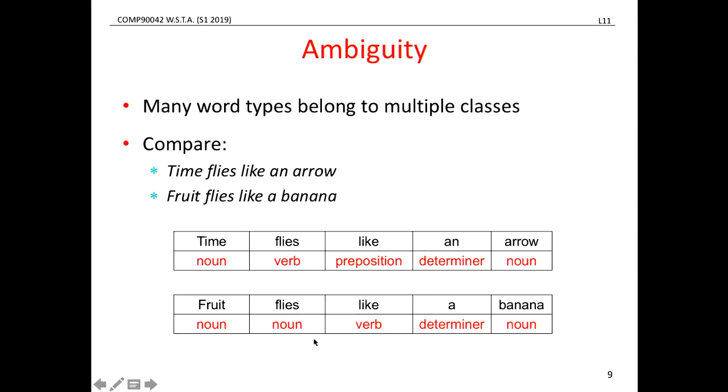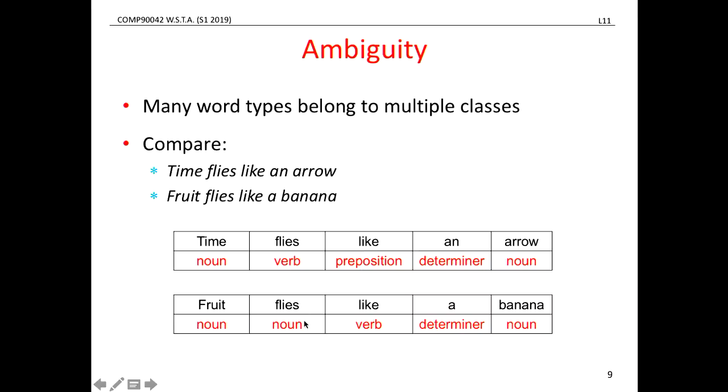But we see here in this case, fruit flies is being treated as a noun together, right? So there's such a thing called a fruit fly. It's a type of fly, and they like to eat a banana. So "like" here is operating like a verb in this context, whereas it's operating like a preposition here. Flies is operating as a verb versus a noun.